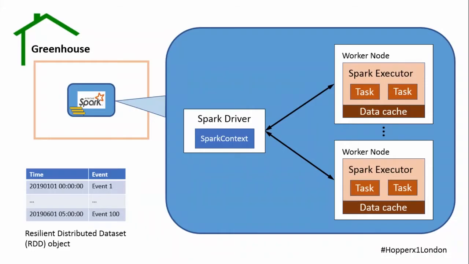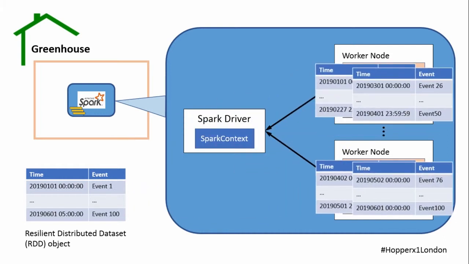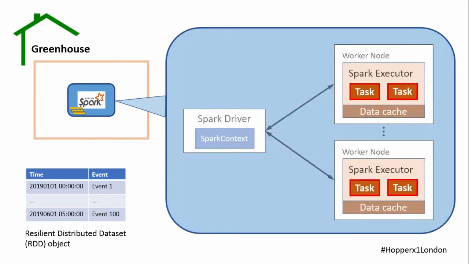In Spark, data is stored in a resilient distributed dataset object, or an RDD object. Here, for example, we have time series data from January to June of 2019 stored in an RDD, or specifically a time series RDD. The data is partitioned by time and distributed across all of the executors. Each executor operates on its data partitions in parallel by running tasks assigned to it by the driver. Usually, the number of running tasks in an executor corresponds to the number of cores on the machine. Tasks are retried if not successful, making the whole system pretty robust and resilient against transient failures.